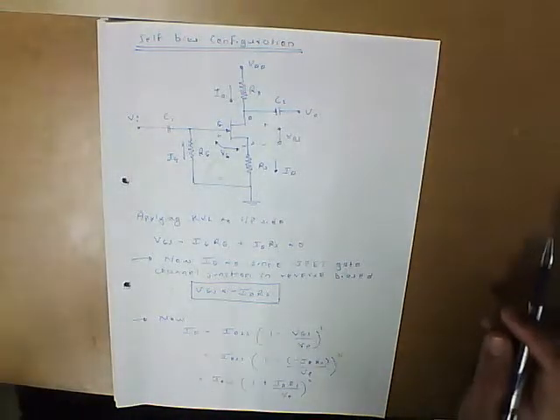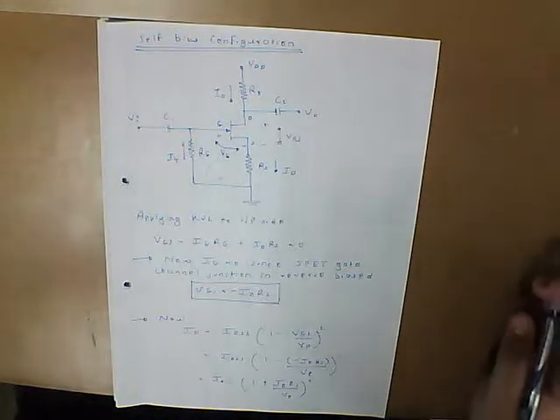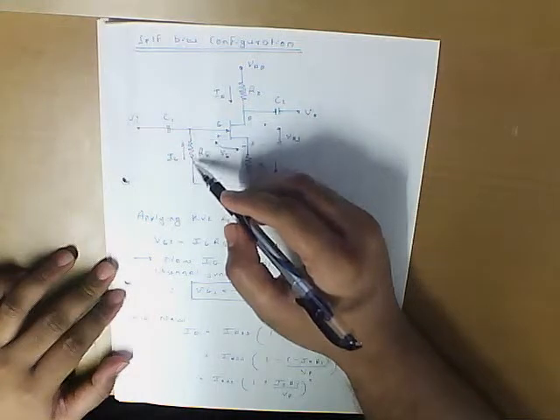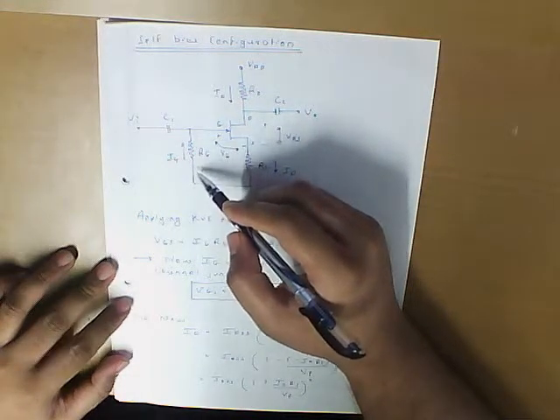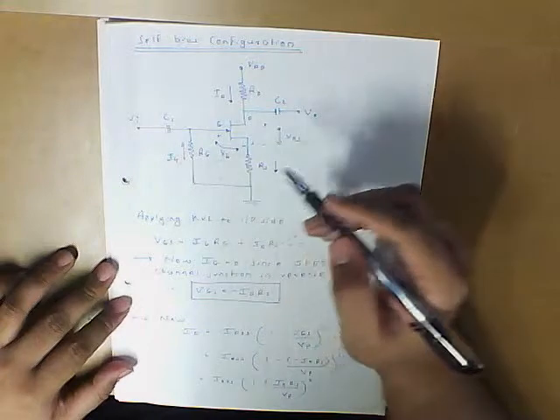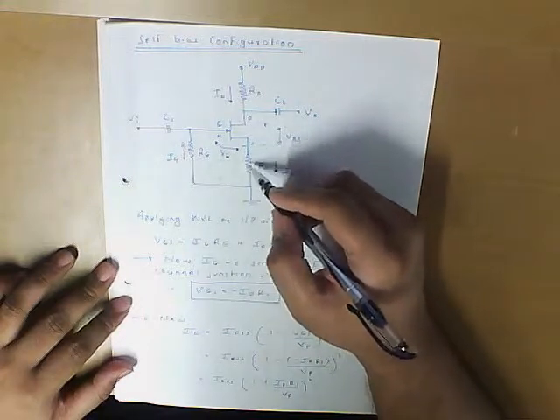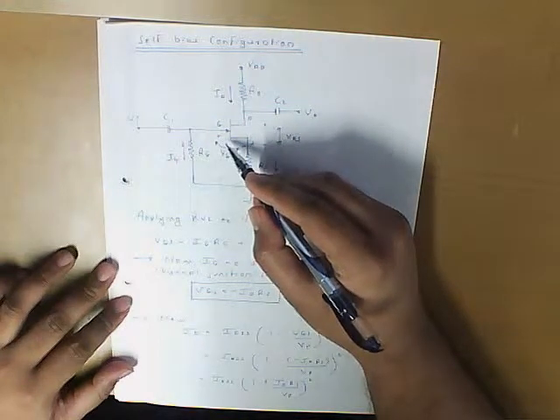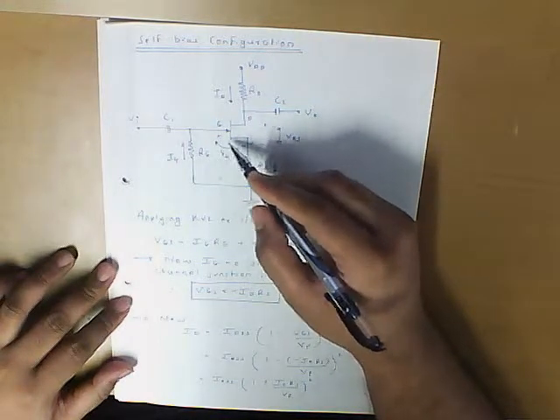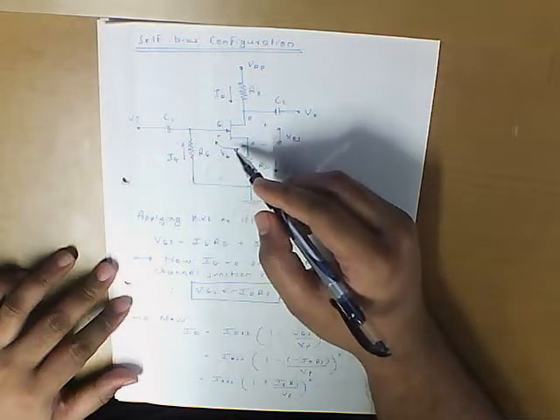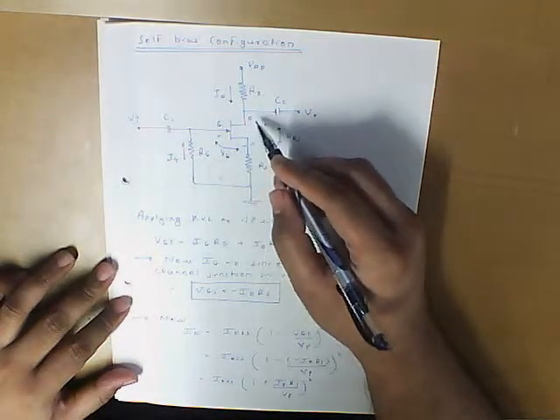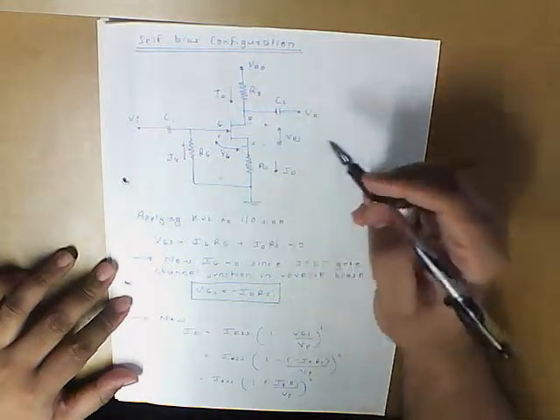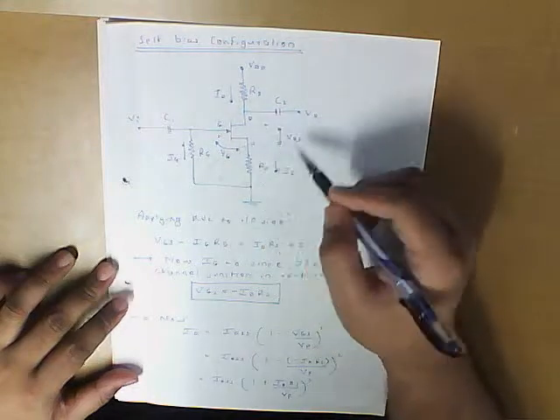Let us see the self-bias configuration for the FET. The self-bias circuit does not have one power supply on the input side. However, to provide feedback, this RS is used. So this RS acts as a negative feedback to the gate, and that ensures that the gate to source voltage is always on the negative side, and because of that the gating action is there in the FET. So this is the circuit for the self bias circuit.